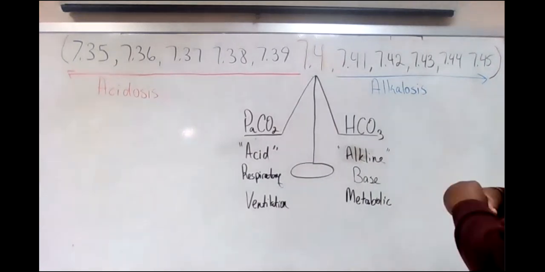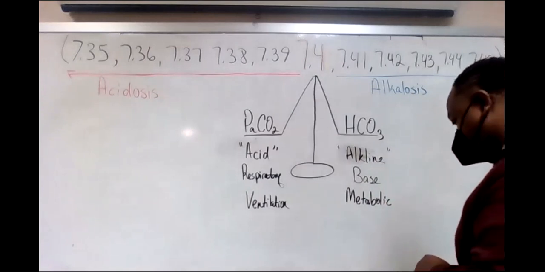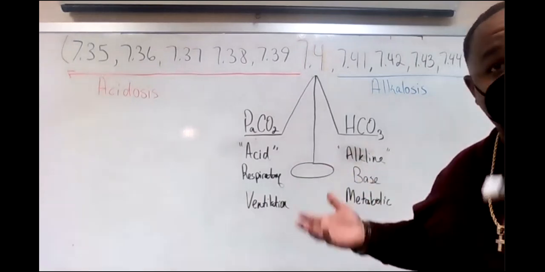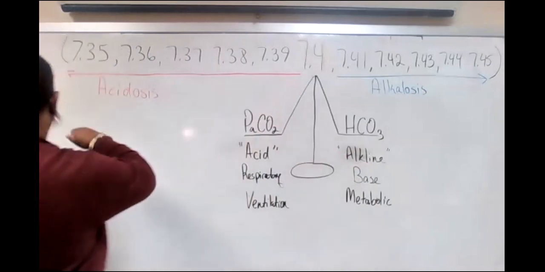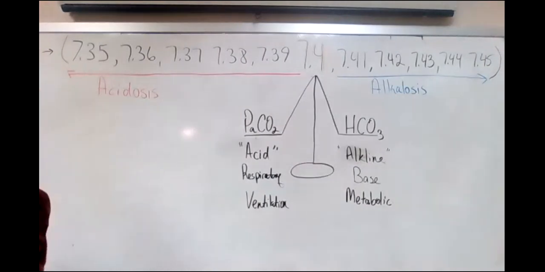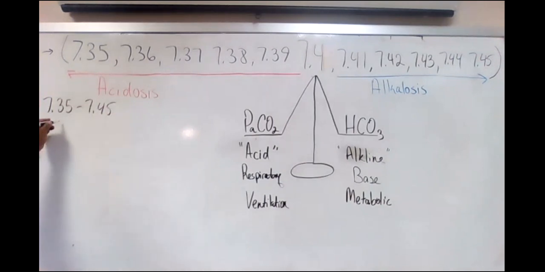All right, so the other parameters I gave you also do certain things. They also go either way, right? One way is acid, one way is alkaline. So this is pH, right? So I'm going to put it right here. pH is 7.35 to 7.45, right? This way is what?